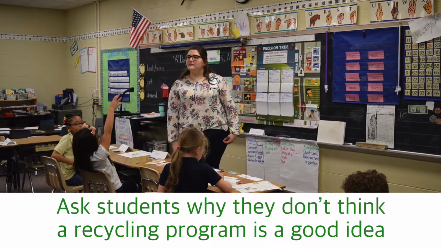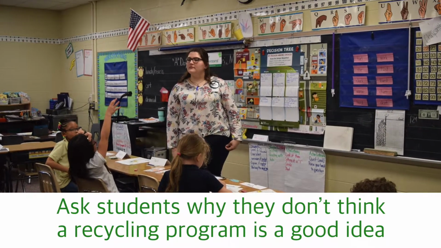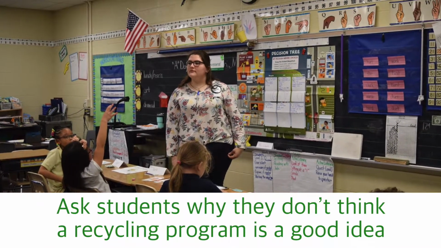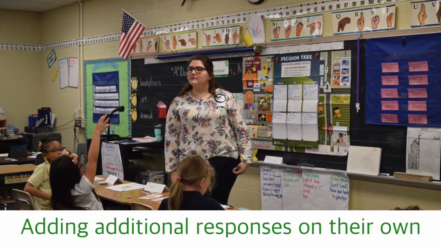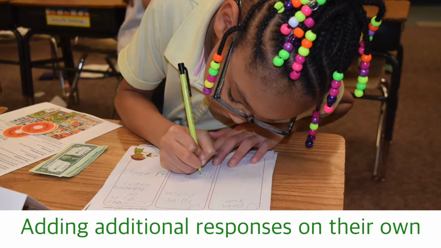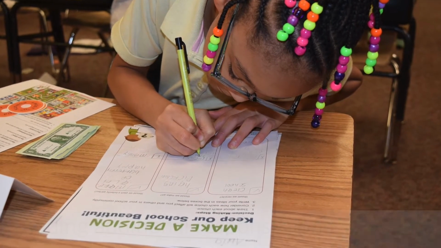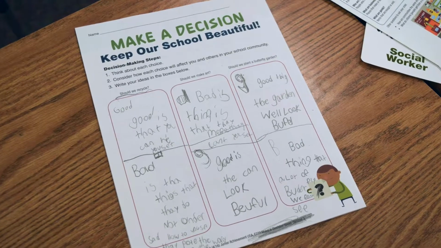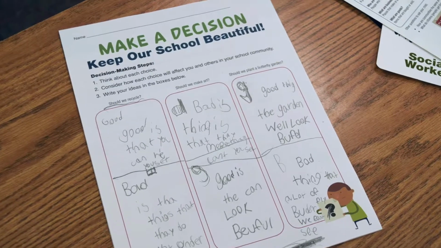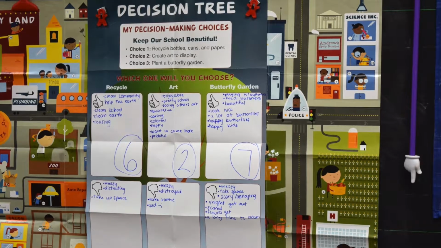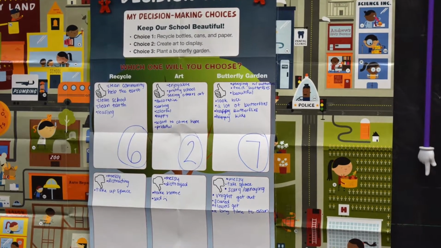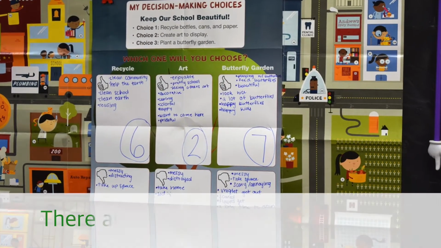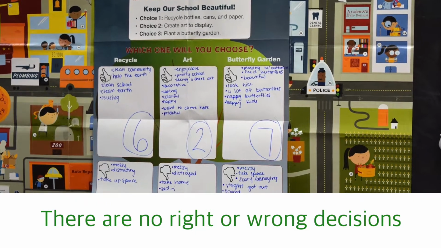Next, ask students to name a reason why they don't think a recycling program is a good idea for the school, completing the first response as a class, and then adding additional responses on their own. Give students a few minutes to complete the sheets and have a few students offer the pluses and minuses for each choice. Write those in the appropriate thumbs up or thumbs down boxes on the decision tree chart. Let students know there are no right or wrong decisions.